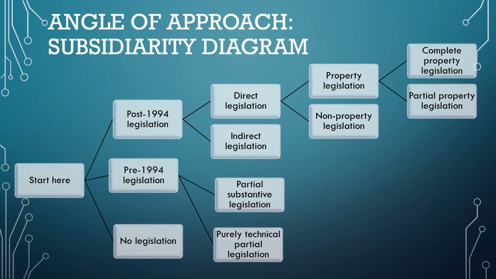So there are a number of legislative measures or statutes that constitute direct Bill of Rights legislation, direct post-1994 legislation that is specifically property legislation. Now, if we are assuming that the legislation is property legislation here, so we're dealing with something like the Prevention of Illegal Eviction from Unlawful Occupation of Land Act, or the Housing Act, we then have to determine if it is complete property legislation or partial property legislation.